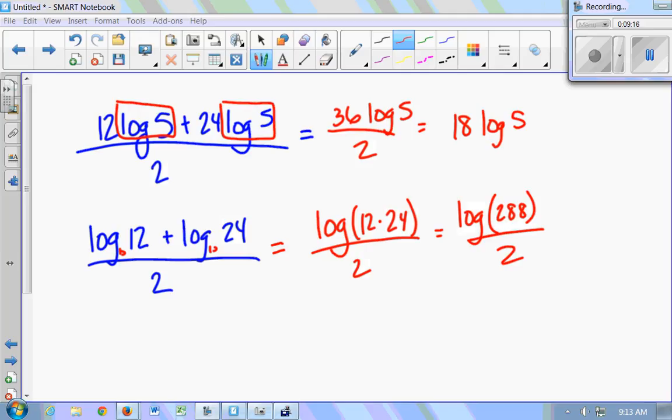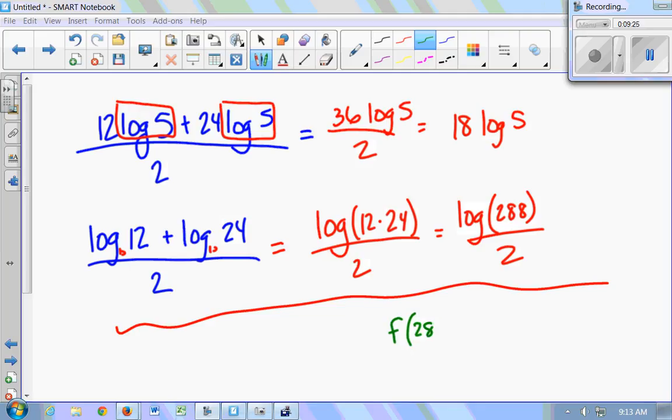Because log is just a special name for a function. Like if I had a function named f, right? If I wrote f of 288 divided by 2, right? You can't put the 2 into the 288. The 288 is an input into the function, right? You could figure out, yeah, like if you knew a formula for f, you could plug the 288 in, get a number, and then divide by 2.